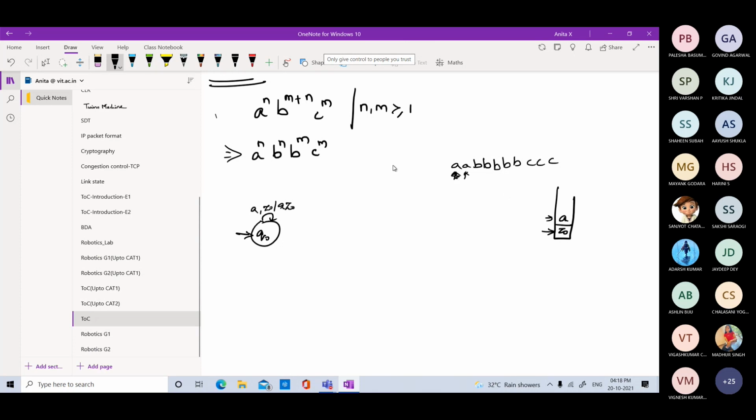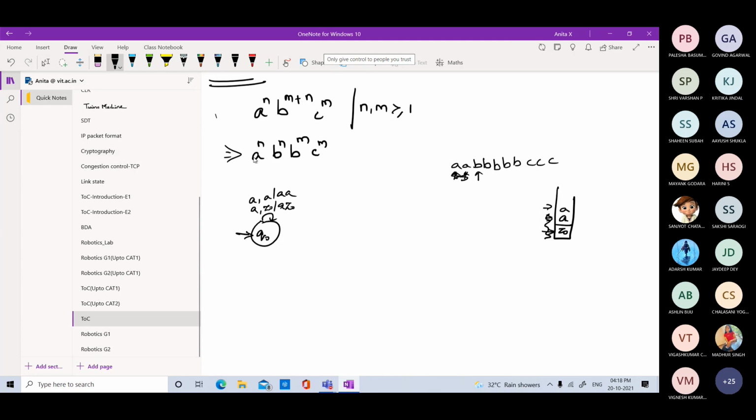So now here, my input symbol is A. My stack symbol is A. What should I do? Push operation. Yes, A, A. It is pushed inside the stack. Right? Now my input symbol is B, my stack symbol is A. So what should I do?